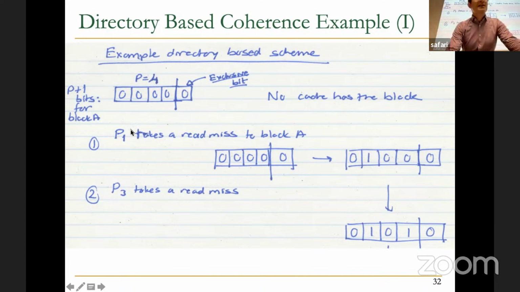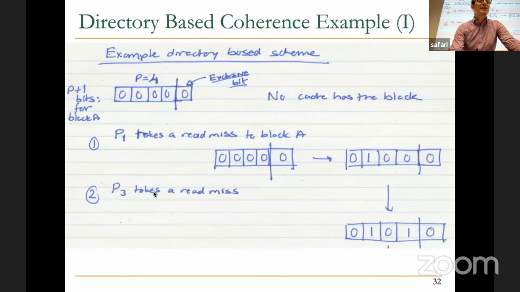Now let's say processor 1 takes a read miss to block A. The directory checks and finds that no one has the block. So processor 1 can take the block, and the directory supplies the data from memory to processor 1's cache, and then sets the bit vector to indicate that processor 1 has the block. This is 0, 1, 2, 3, as you can see.